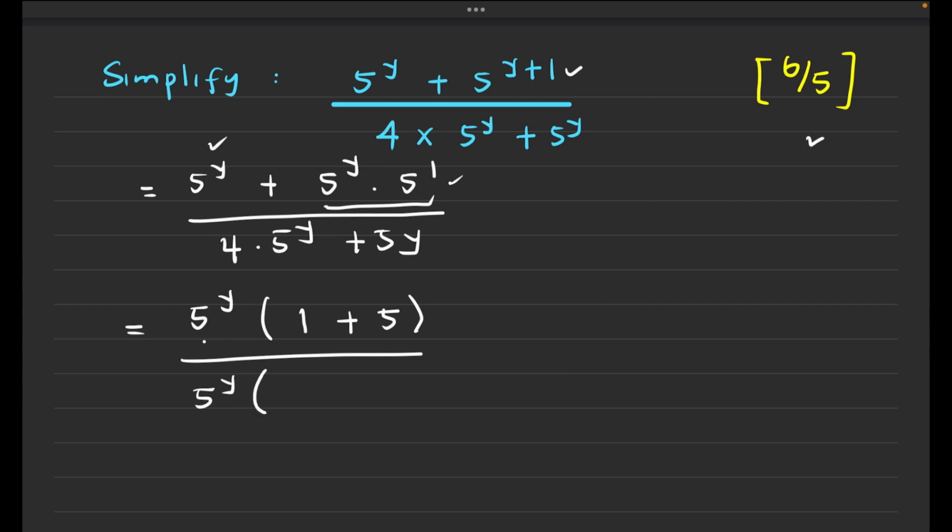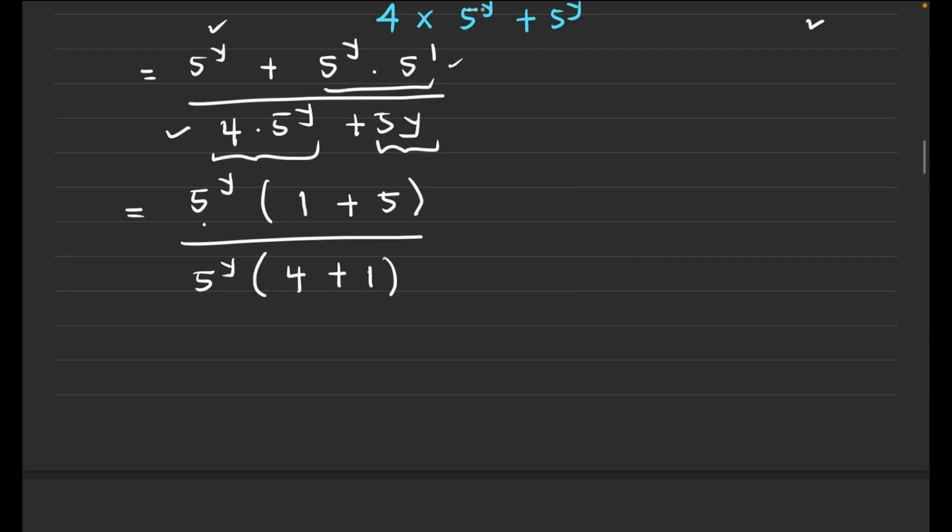We open our bracket. We look at the first thing. What do we need to multiply 5 to the y with in order for us to get this? Here it's definitely 4. And then plus, what do we need to multiply 5 to the y with in order to get 5 to the y? That's definitely a 1. You know what I'm saying? And so this equals 5 to the power y multiplied by 1 plus 5, that is 6, over 5 to the power y multiplied by 1 plus 4, that is 5.